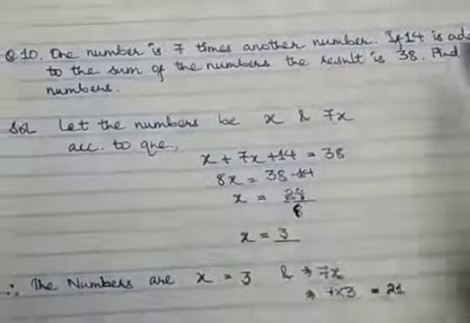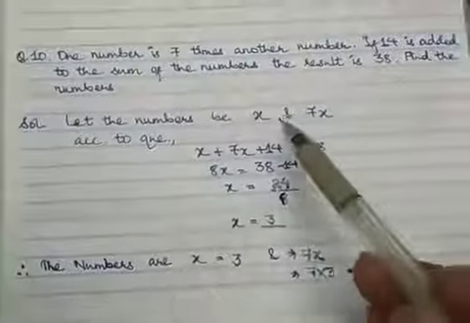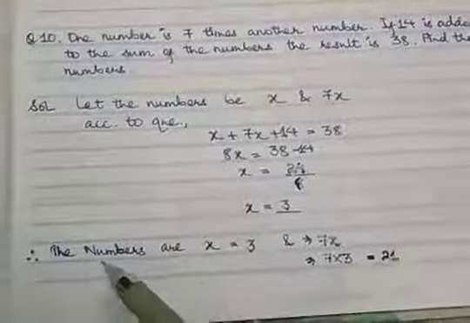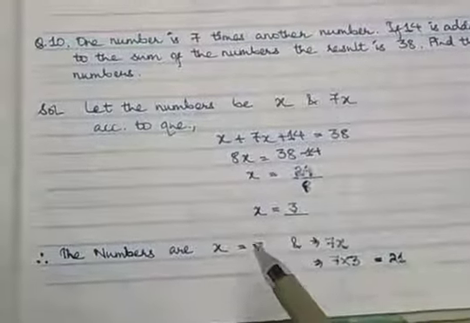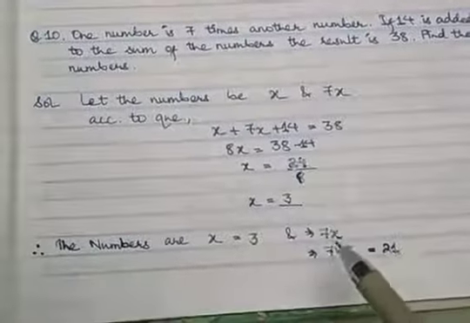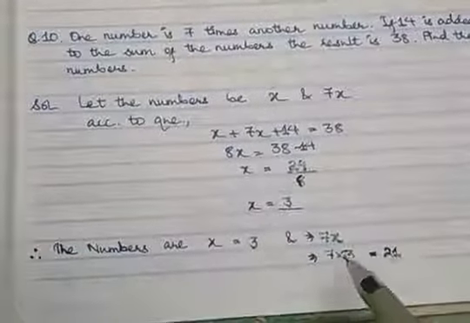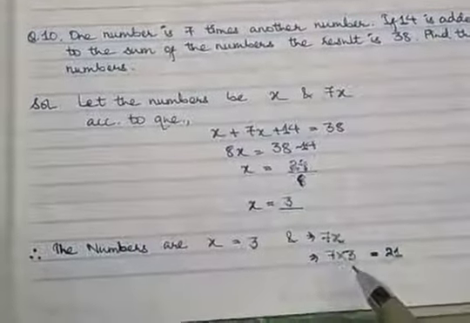Okay. So we need to find the numbers here as well. We have assumed the numbers x and 7x. So therefore the numbers are x equals 3, and another number as 7x. We know the relation between them is multiplication. So 7 into 3, that is 21.